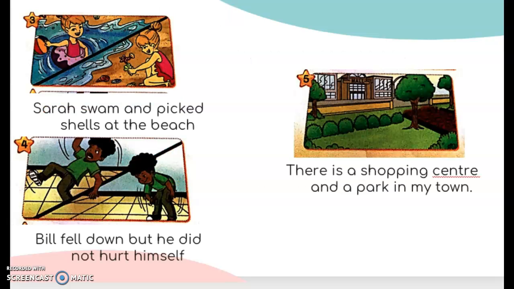Then move on to the third sentence. Sarah swam and picked shells at the beach. So she's doing 2 activities on the beach. And the fourth picture: Bill fell down but he did not hurt himself. You look at him, he was tripping, but he was perfectly fine. And the last picture: there is a shopping center and a park in my hometown.